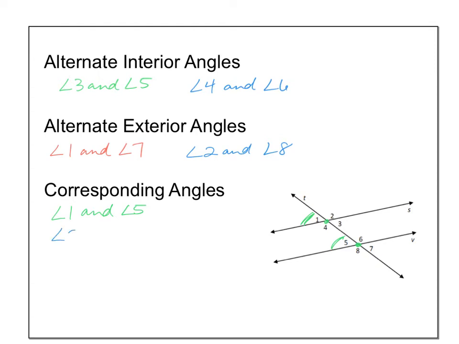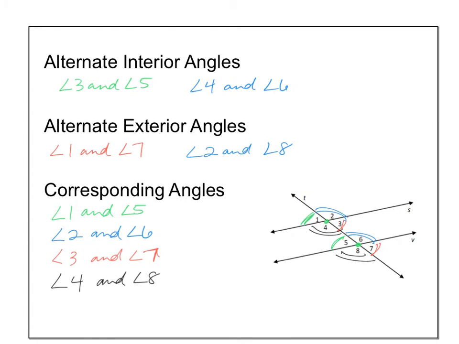Another example would be angle 2 and angle 6. This one over here and this one over here. They're both in the top right quadrants at their intersections. We could also do angle 3 and angle 7. So down here and here, those are corresponding angles. And finally, we have one last set, angle 4 and angle 8. Those are corresponding as well.